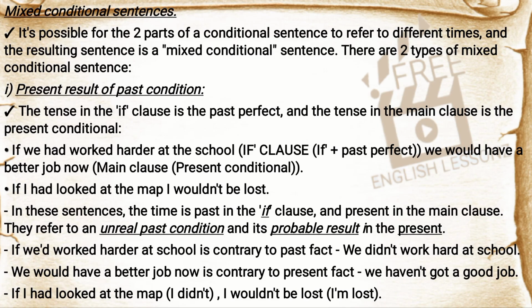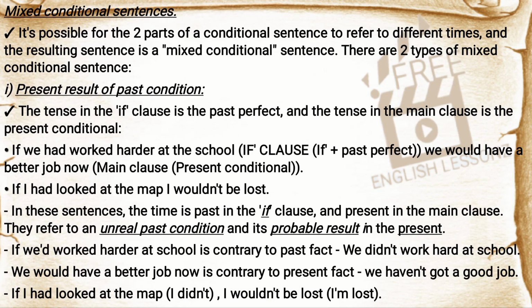The tense in the if clause is the past perfect, and the tense in the main clause is the present conditional. Examples: If we had worked harder at school (if clause: if plus past perfect), we would have a better job now (main clause: present conditional). If I had looked at the map, I wouldn't be lost. In these sentences, the time is past in the if clause, and present in the main clause. They refer to an unreal past condition and its probable result in the present.